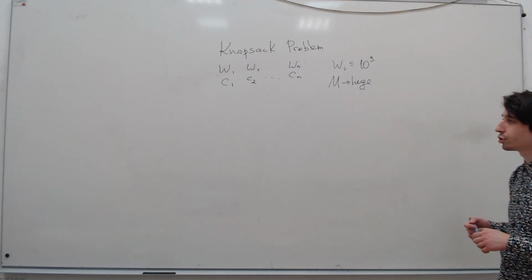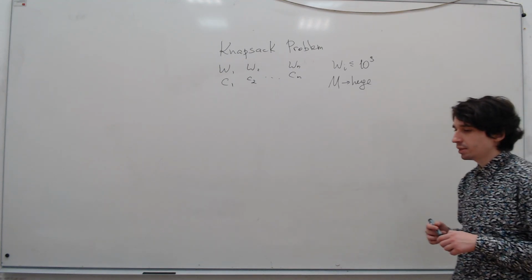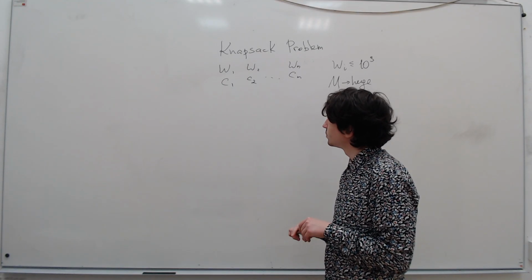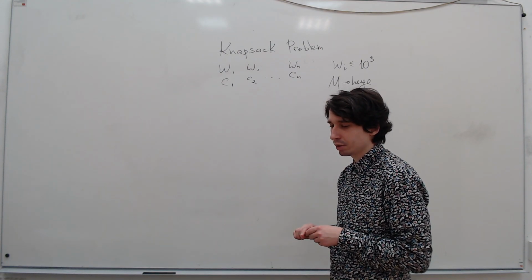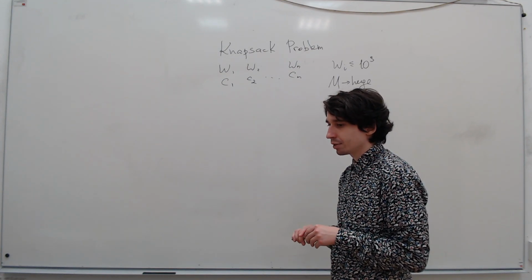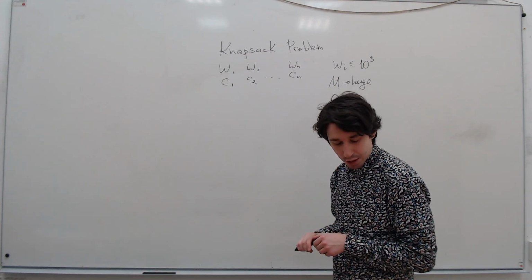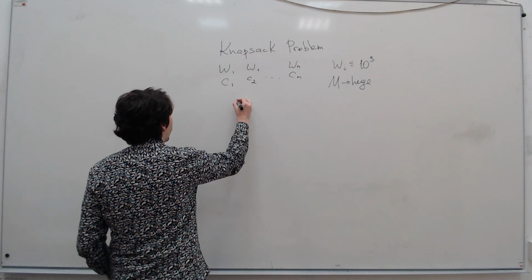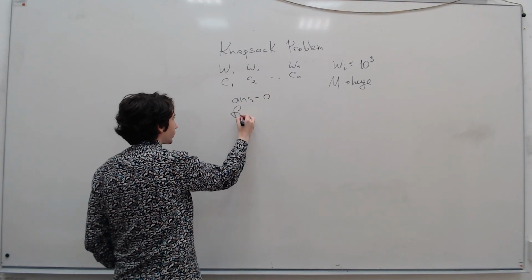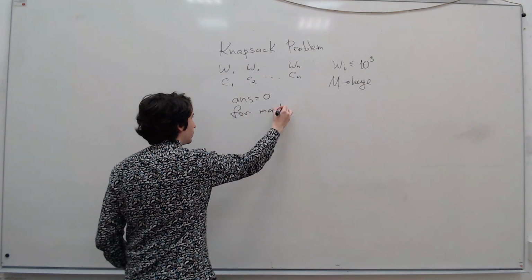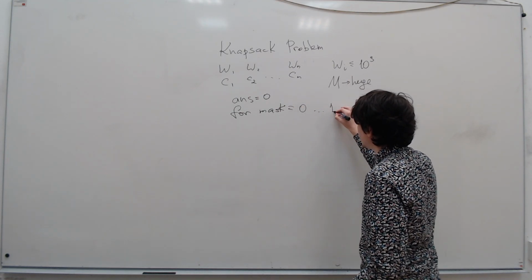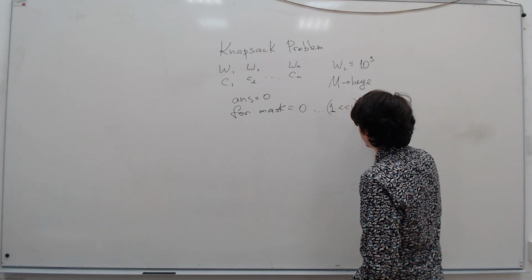How to do that? I will show you the code right now. Unfortunately it is mostly in C++ or Java, not Python, so for Python you have to think a little to transfer the code. You want to calculate the answer, which at the start is 0. Then you go over mask, which is from 0 to 2 to the power of n minus 1.